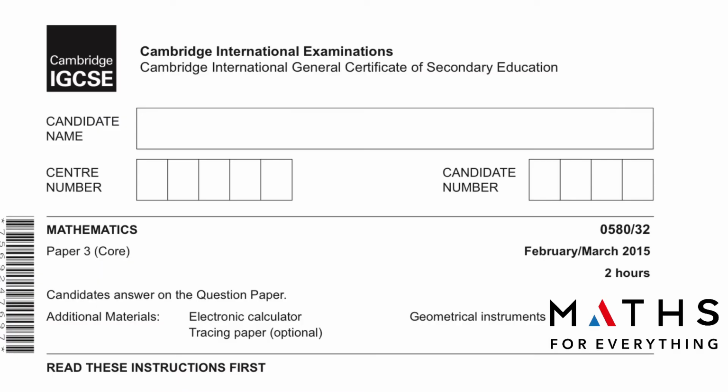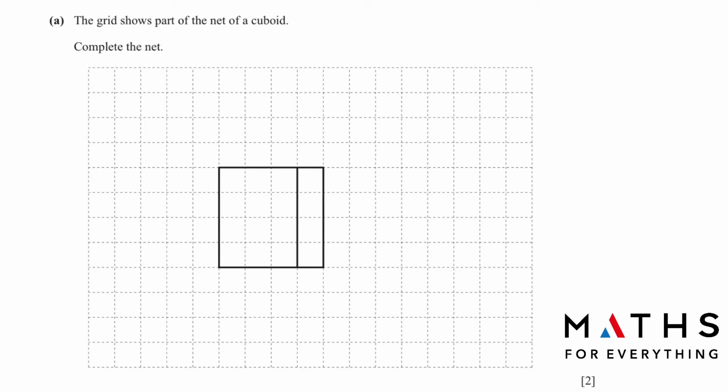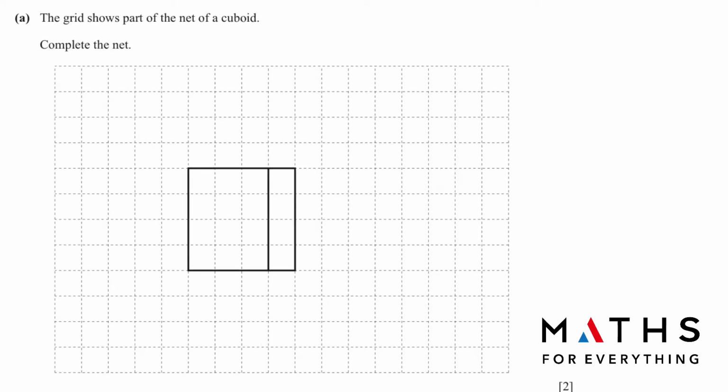Today we are going to solve Cambridge IGCSE Mathematics Paper 3 Core, February-March 2015, Variant 3-2, question number 6 onwards. Question number 6. We have been given a part of the net of a cuboid and we have to complete the net. So let's write down what we have. We have the length, which is 4. This is the width, which is 3, and height, which is 1.